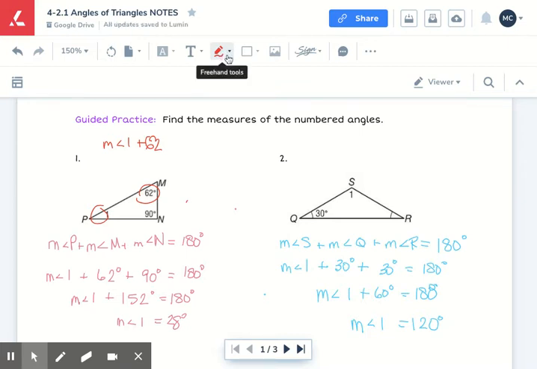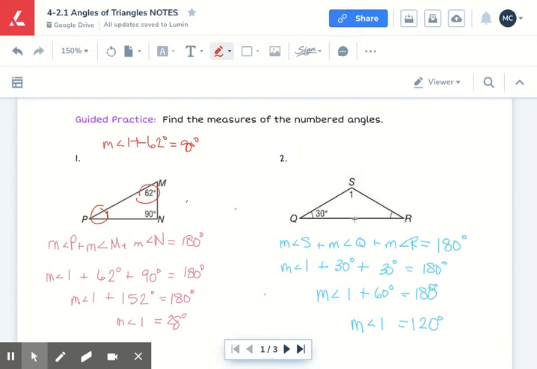Oh, that was really, really bad. Plus 62 degrees equals 90. And then solve that one, you would still get 28 degrees. That's actually a corollary, which is a kind of a little theorem that's related to another one. It's a consequence of another theorem.